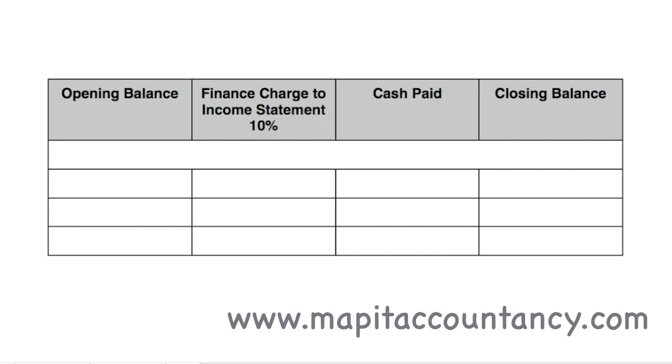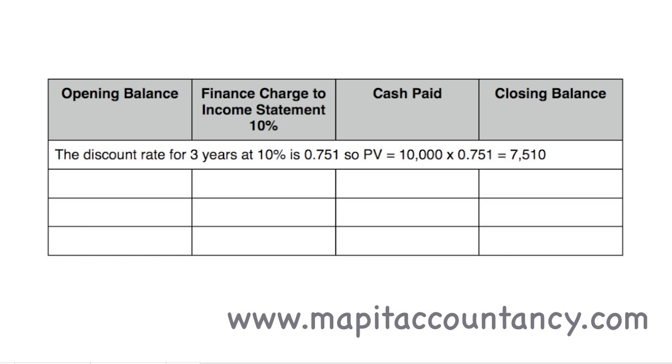The first step in our deferred consideration is to discount the amount. So we have 10,000 in 3 years at a cost of capital of 10%. The discount rate for 3 years at 10% from the discount tables is 0.751. So the present value of the future cash flow is 10,000 times 0.751, 7,510. That's our opening balance. That will be our debit to the goodwill working for our consideration, and the credit will be to a liability. So our liability in 3 years, 7,510, is the present value of the future cash flow.